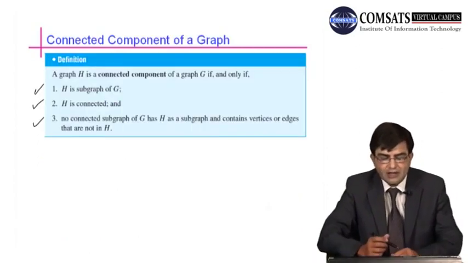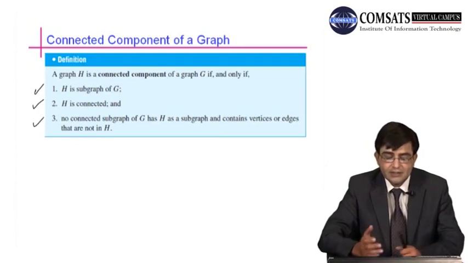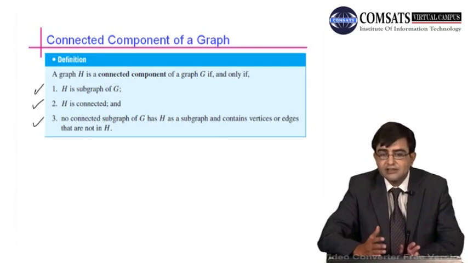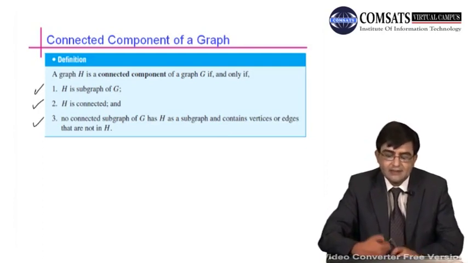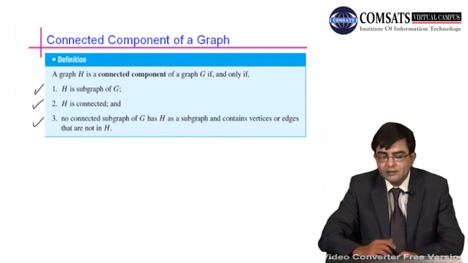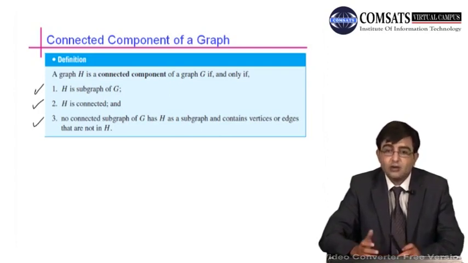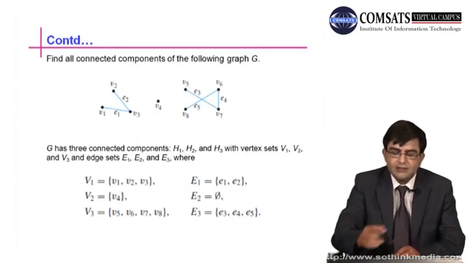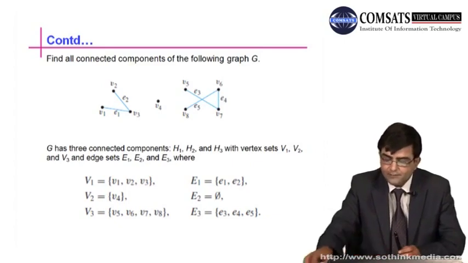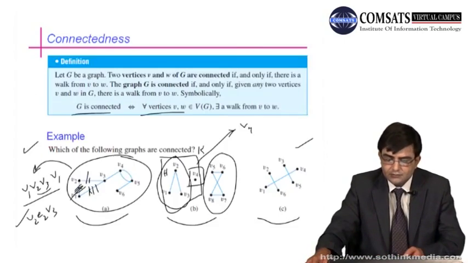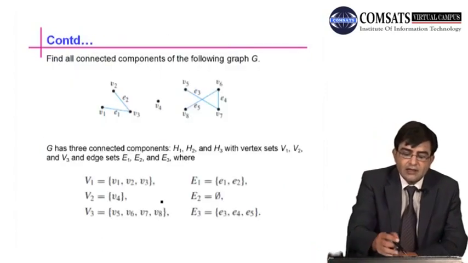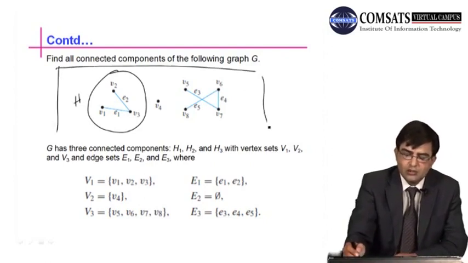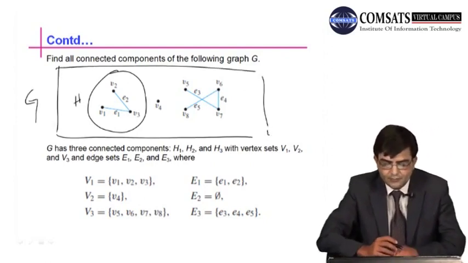So what is a connected component of a graph? Basically it is a subgraph of G. It should be connected, and no other connected subgraph of G has H as a subgraph and contains vertices or edges that are not in H. For example, here is the same example we have discussed. If we take this as H, and this whole graph is the graph G.